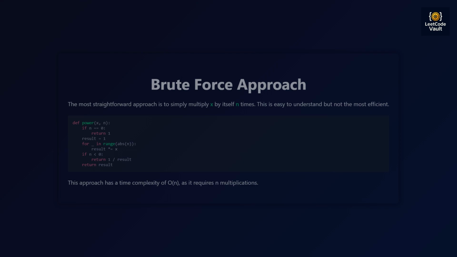Brute force approach. A simple way to calculate x to the power of n is through repeated multiplication. We could use a loop, iterating n times and multiplying x by itself in each iteration. This is our brute force approach. However, this method has a significant drawback. The time complexity of this approach is O(n), meaning the runtime increases linearly with n. For large values of n, this can be very slow.